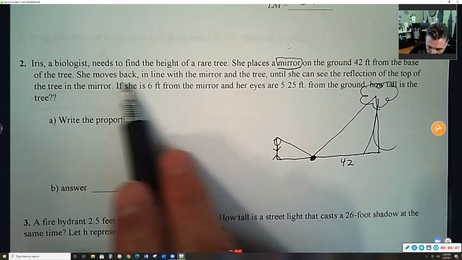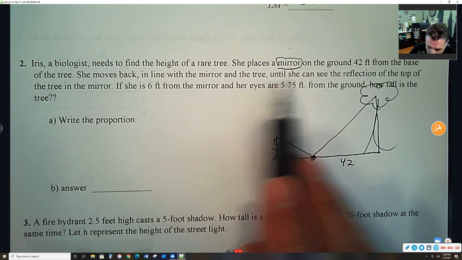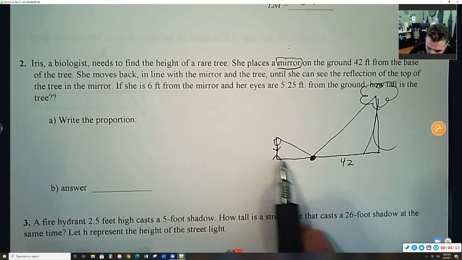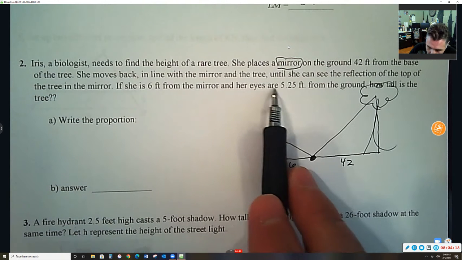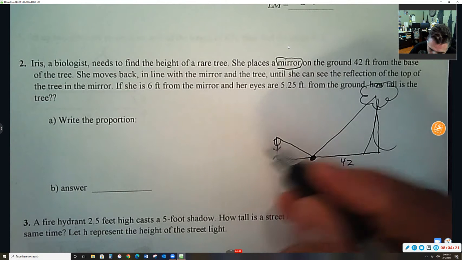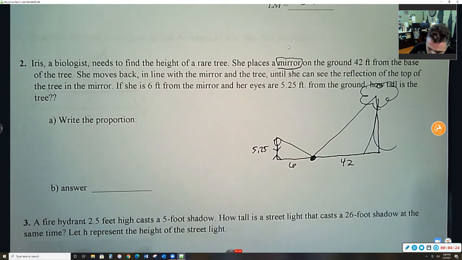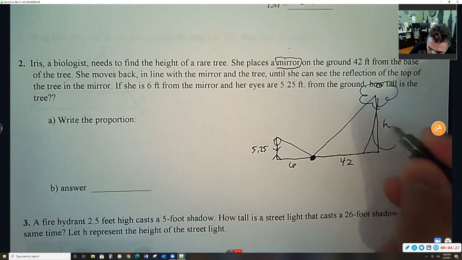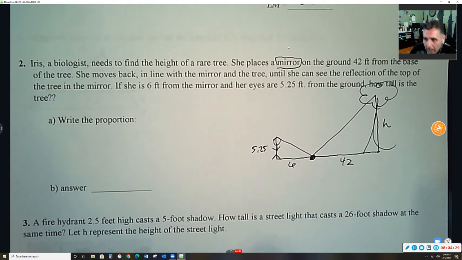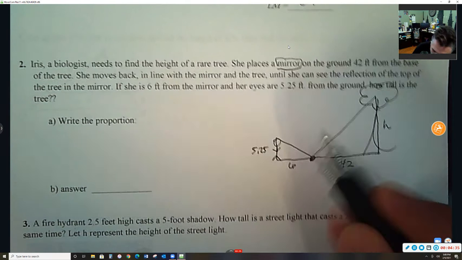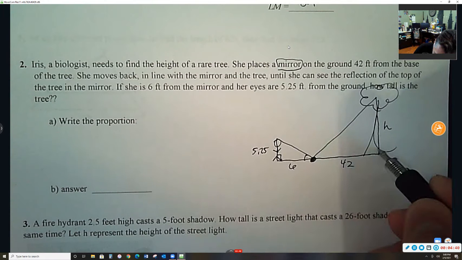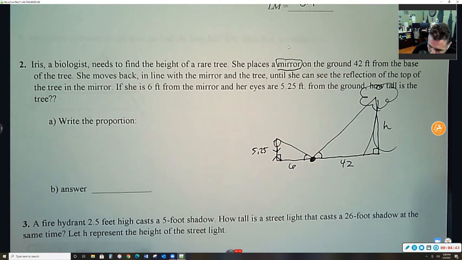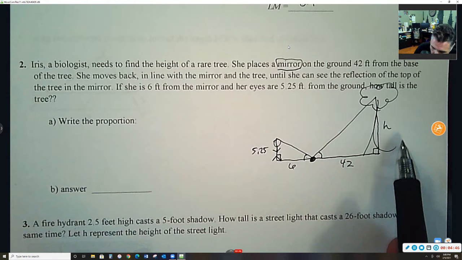And then it says, then she moves back in line with the mirror and the tree. She's 6 feet from the mirror. So here's her and here's the mirror. She's 6 feet from the mirror. And then it says, and her eyes are 5.25 feet from the ground. 5.25. How tall is the tree? So we want to find the height. And again, remember, using a mirror, this creates similar triangles. It's similar right triangles, actually, where these two angles are congruent to these two angles. And then it says write a proportion to solve this.